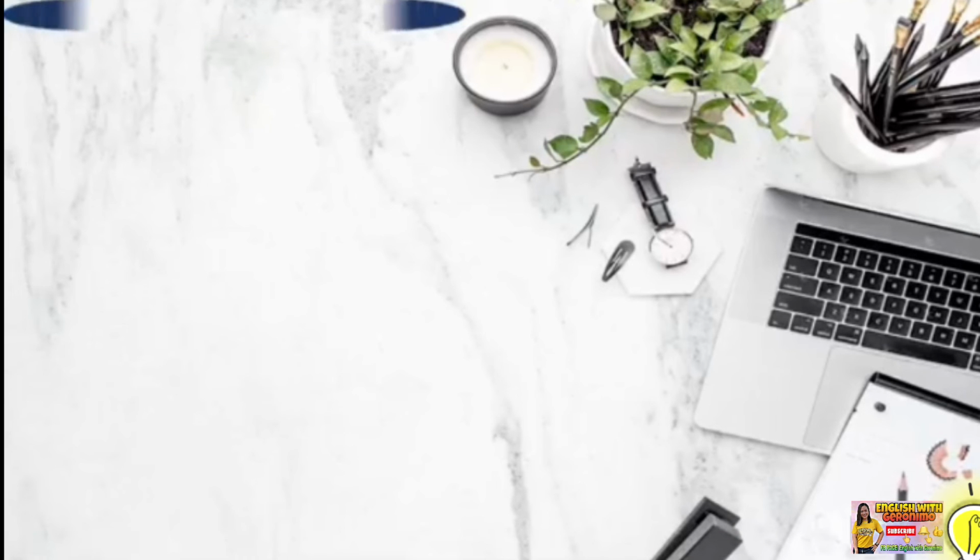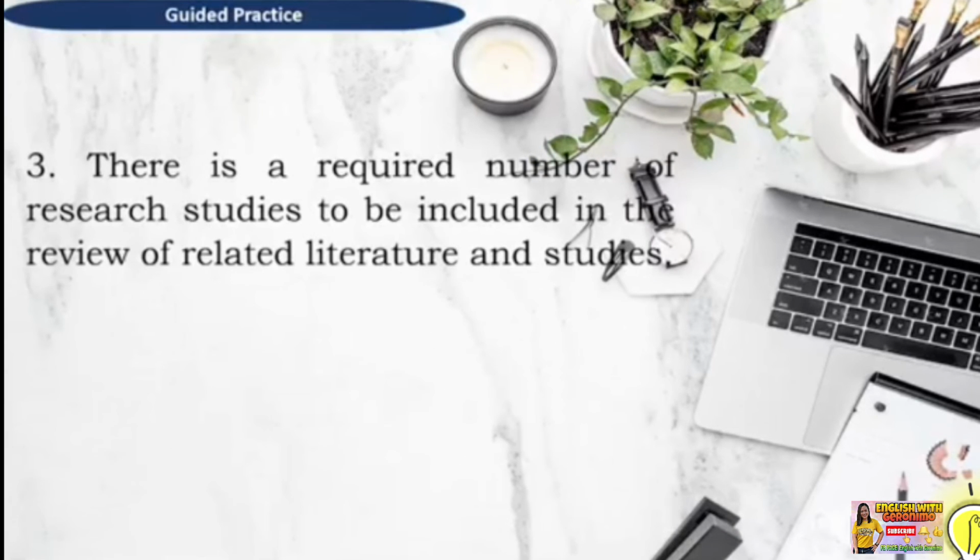For number 3, there is a required number of research studies to be included in the review of related literature and studies. If you did a thumbs down, then you did a good job. It is false. The number of readings to be included is dependent upon the availability of materials, library facilities, and the relevance of research studies already conducted.